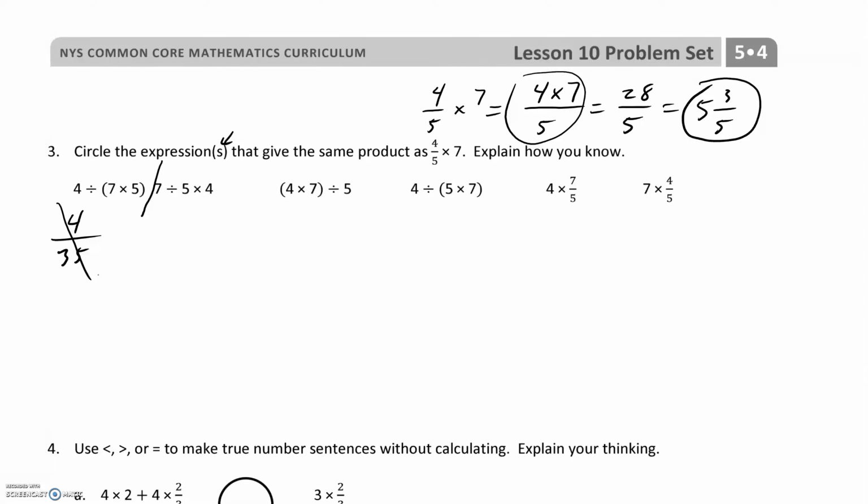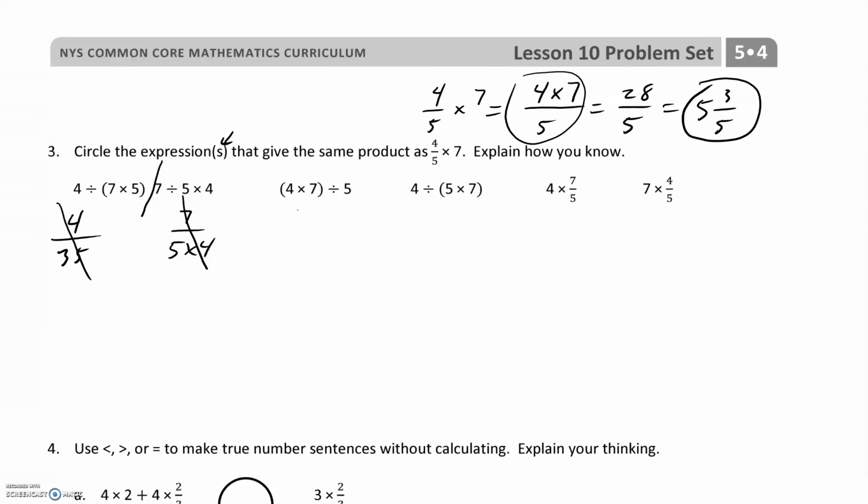Let's look at the next one. 7 divided by 5 times 4. I'll just write the 5 times 4. Now my numerator is wrong again. Right? That's my numerator is wrong again. You try the next one. Okay, try it, check it, and I'm going to try it right now.